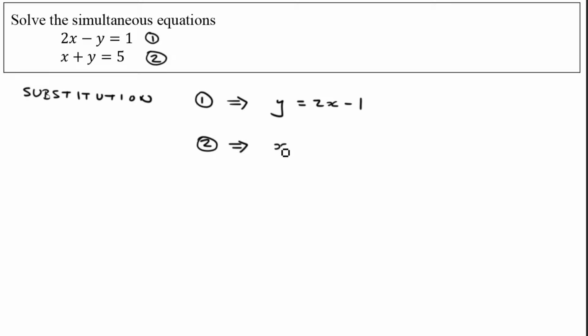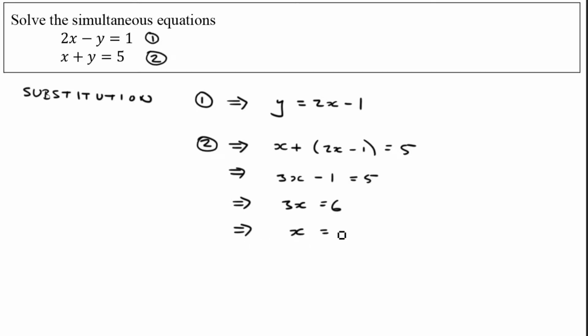So we have x plus, and instead of y, we'll now write 2x subtract 1 is 5, and we have to carry on and solve that equation. We have x plus 2x, so we have 3x's, subtract 1 is 5, so 3x is 6, and so x is 2.